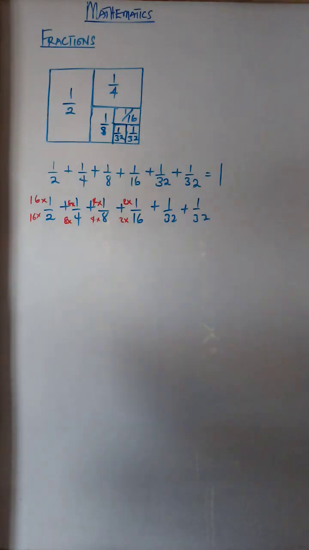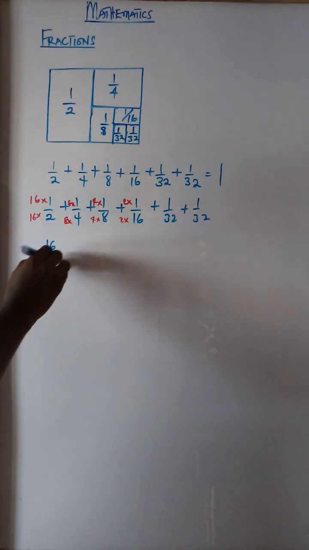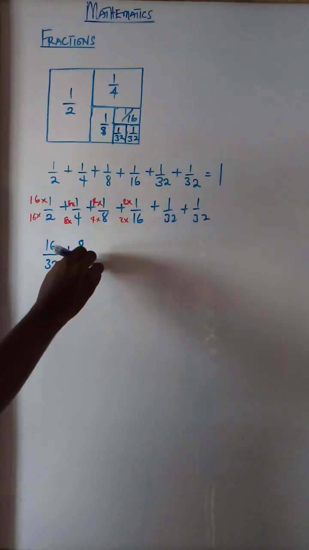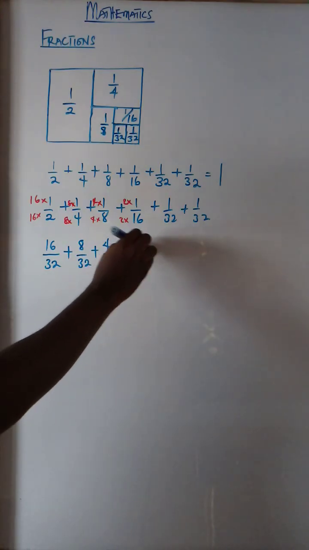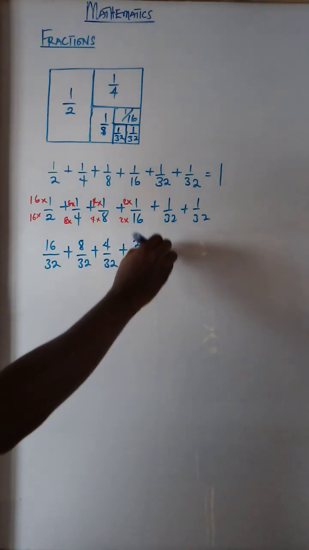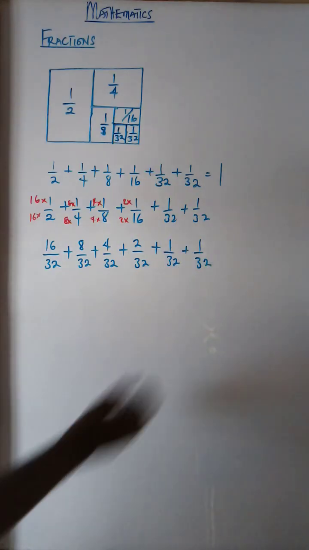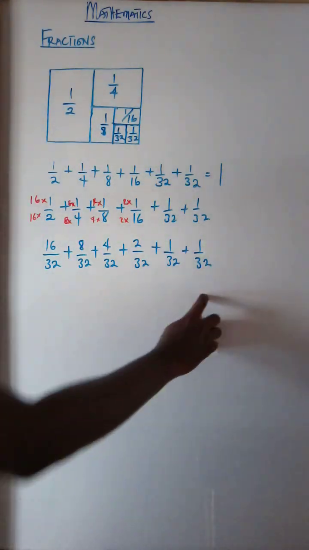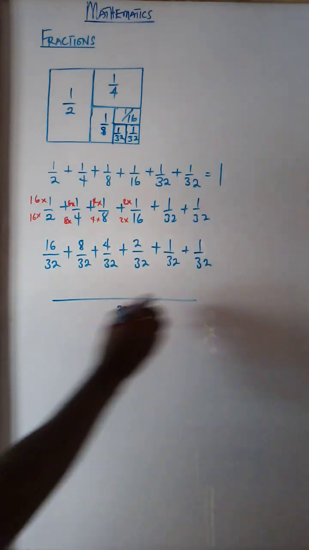Now let's multiply. 16 times 1, so this is what? 16 over 32. Plus this one is what? 8 over 32. This one is what? 4 over 32. This one is what? 2 over 32. Then 1 over 32 plus 1 over 32. What happened? They have the same denominator. So if they have the same denominator, you pick only one of them. Then we add all the numerators. So what do you have there?